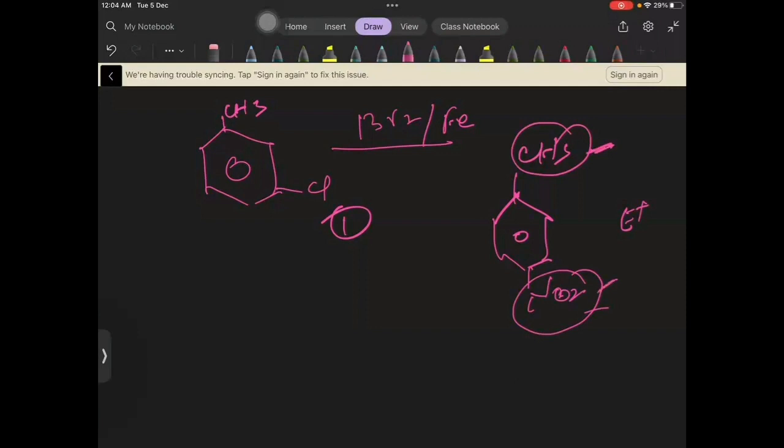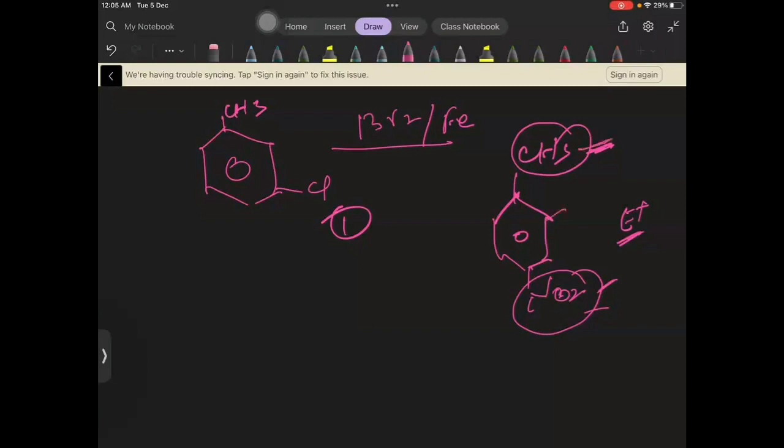So just as I said, when the activating and deactivating groups are both present in the benzene ring, then any electrophile will attach on the basis of the activating group. So CH3 is the activating group, so any electrophile will attach on the basis of this CH3 group.